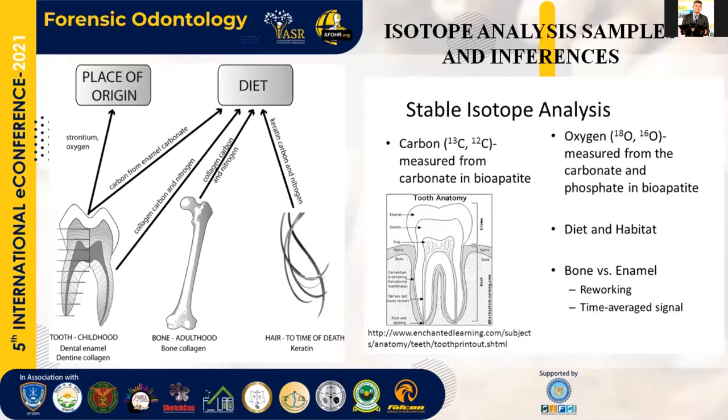Diet and location for the past 10 to 20 years of life will be reflected by the bone, whereas a more recent travel history or residence pattern will be reflected by the hair and nail analysis. Now, if you look at this, the hair and nails are the most promising because they give us a record of the recent history of that particular person.